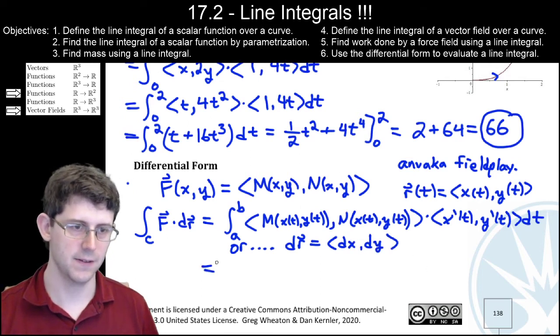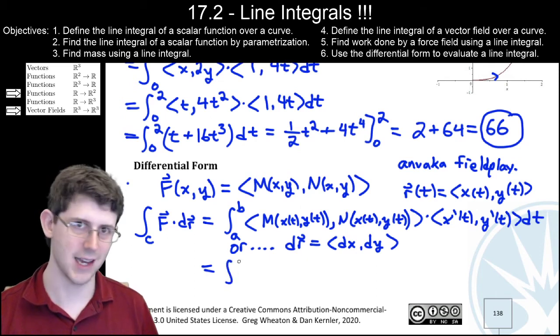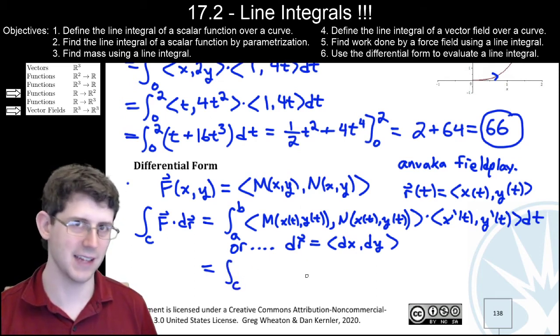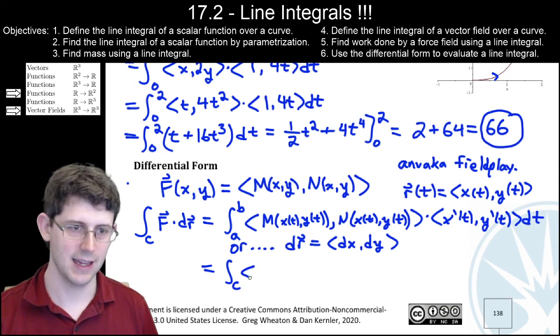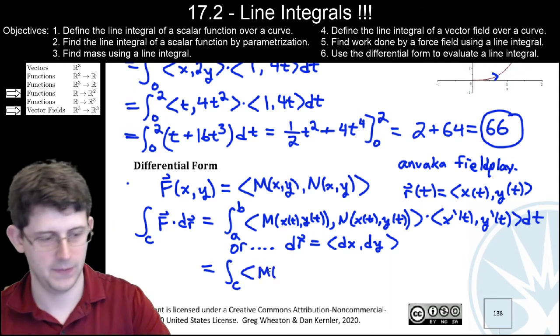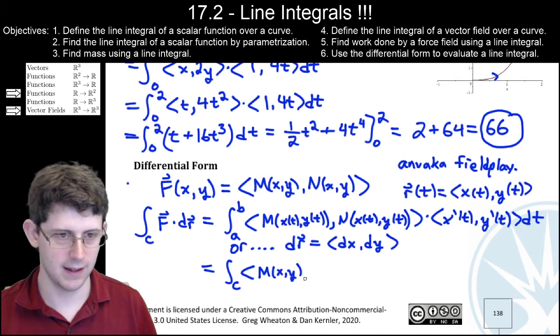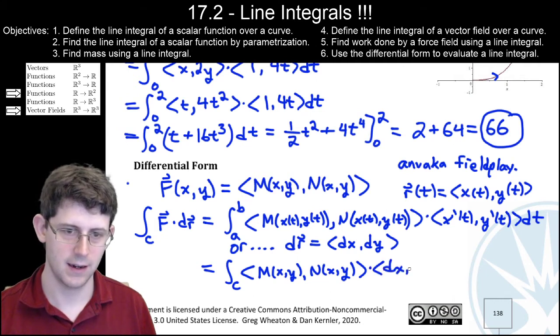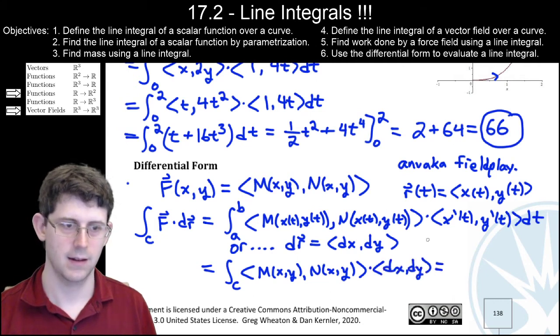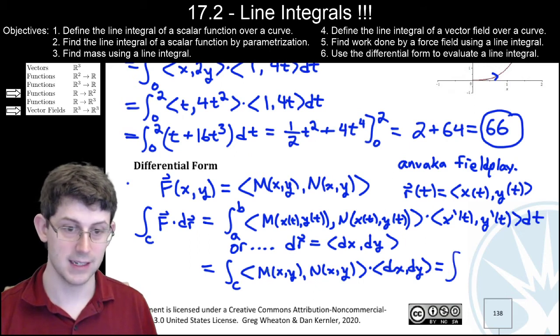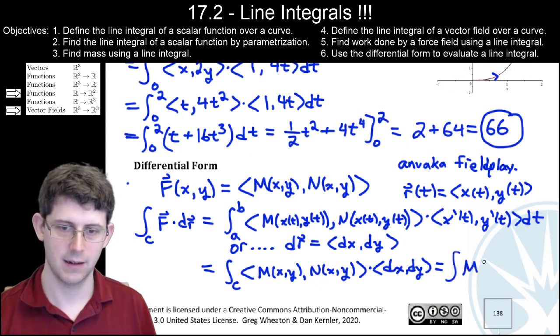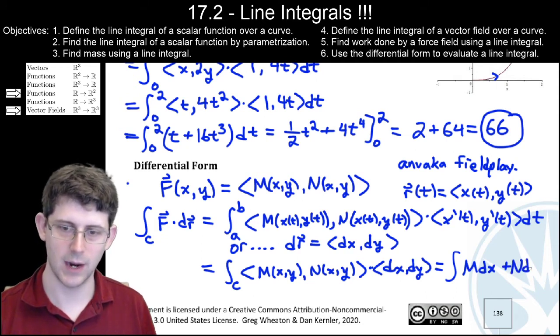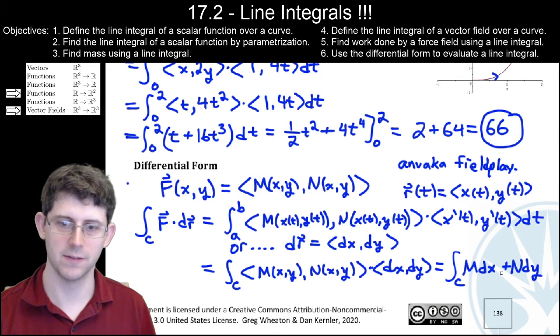Then you would have, I can't write bounds yet, I have to write the curve, because I haven't gotten everything in terms of t yet. Then you would have m, and there's no t's yet. Here's f dot dr. And so what you would end up with is m dx plus, because of the dot product, n dy over the curve.